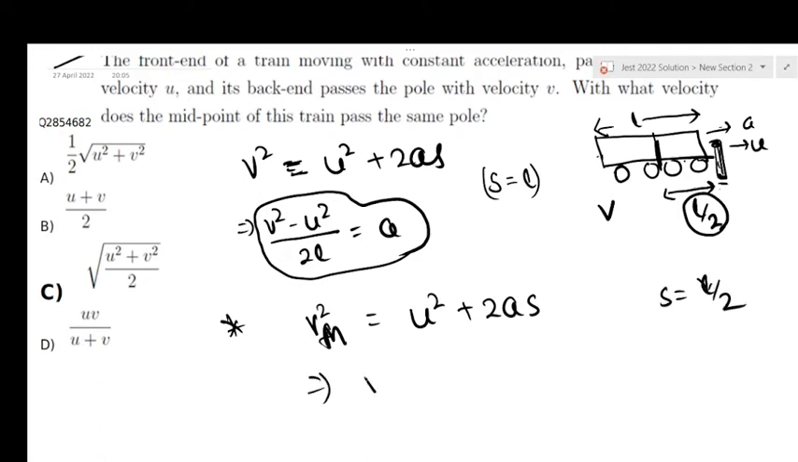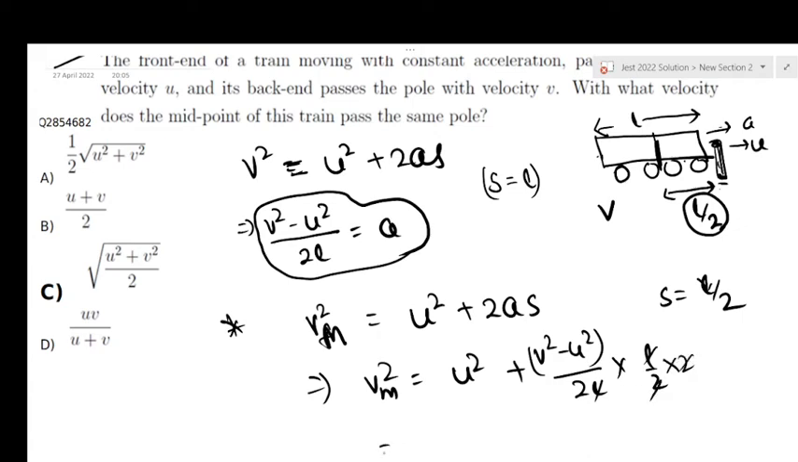So Vm square is equal to u square plus, put the value of a, that is v square minus u square divided by 2L, into the displacement L by 2. The 2s cancel out, and the L cancels, that implies Vm will be the square root of u square plus v square divided by 2. That is the answer.